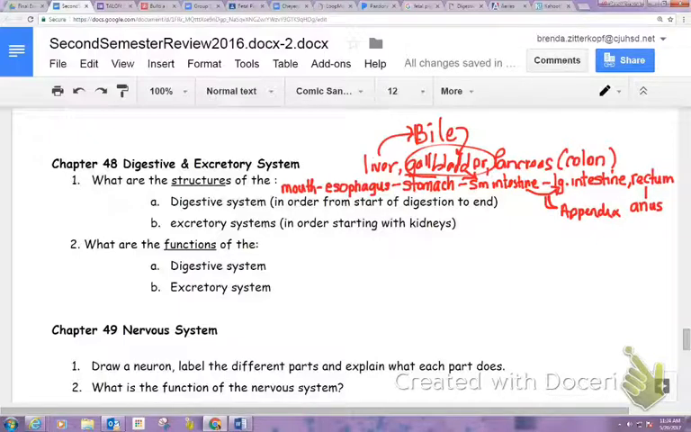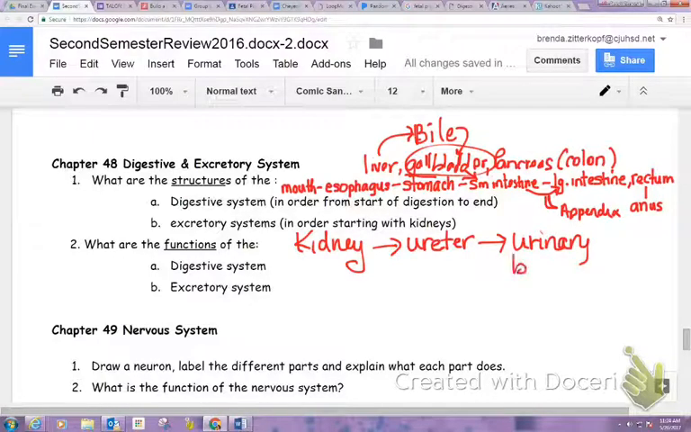Okay, excretory system in order, starting with the kidneys. So if we have a kidney, the kidney produces urine. The urine drains into the ureter, which is then stored in the urinary bladder. Which passes out of the body through the urethra.